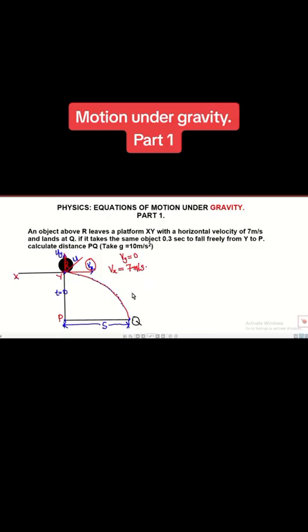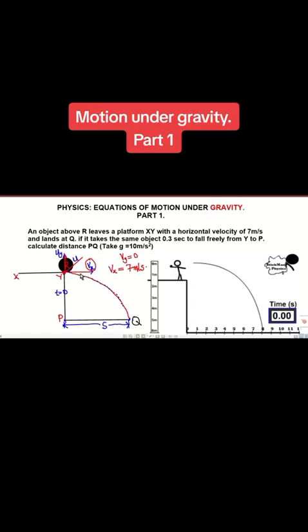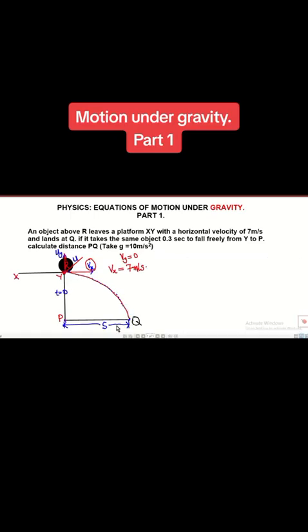Now, one other thing you must understand is that the time it takes to go from this point Y down to this P is given as 0.3 seconds. It is the same time it will take to go from Y all the way to Q. So that same time is there. However, our intention is to find from P to Q, which is called the horizontal distance.